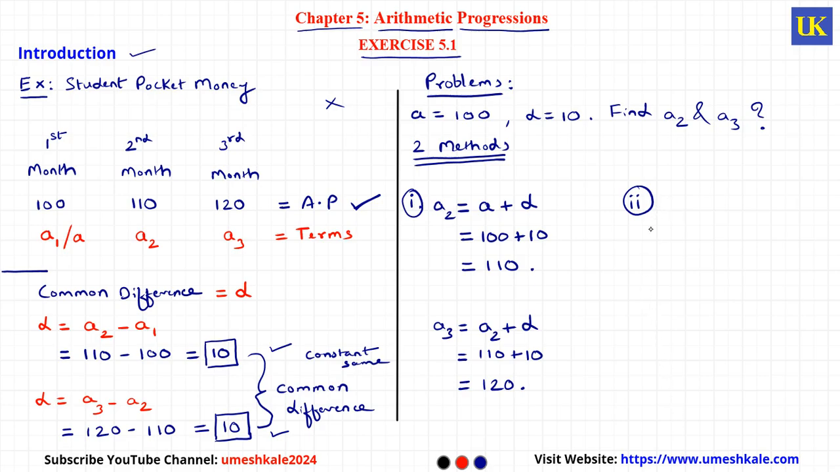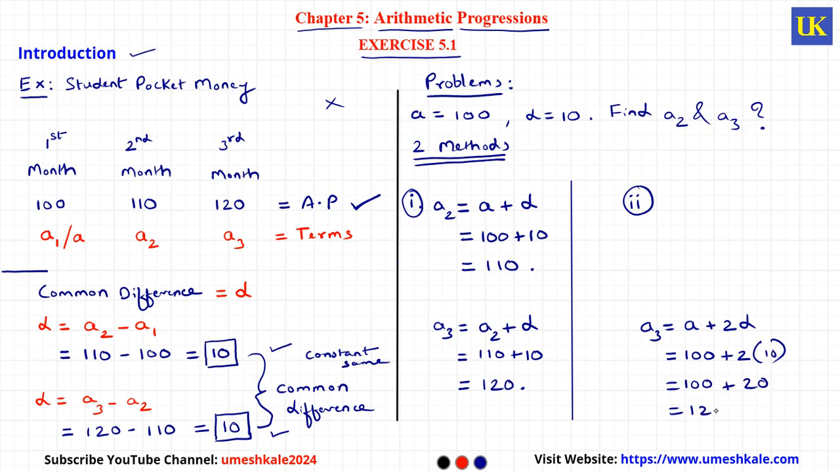Now here what we can do is find the value of say A3. I just drew one line here. So in this second method, I can use the formula like this: a plus 2d. Here in this formula, I am taking the value of a, which is given in the question, plus 2 into d. D is also given in the question. So 10. So 100 plus 2 into 10 is 20, and 100 plus 20 is 120.